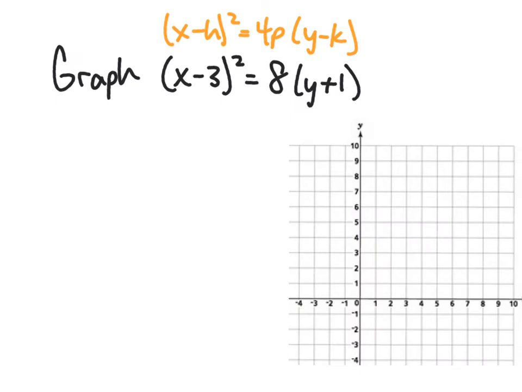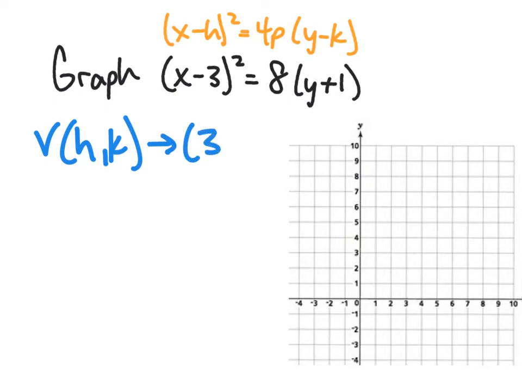All right, so let's try to graph an example. We're going to graph (x - 3)² = 8(y + 1). The first thing I'm going to plot is the vertex, which is at (h, k). Now, notice that this is x minus h, but it's also y minus k. So I have to use the opposite of each of these. So my vertex is at (3, -1). And the axis of symmetry is always going to run right through that vertex at x = 3.